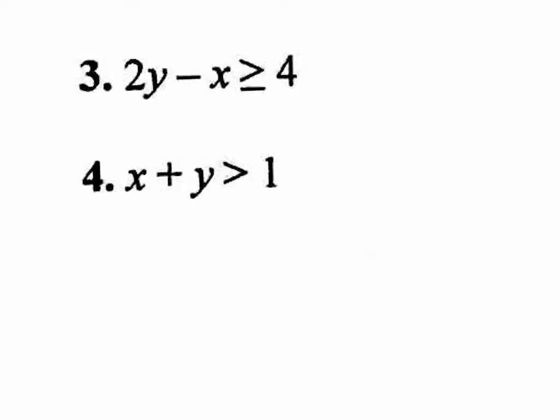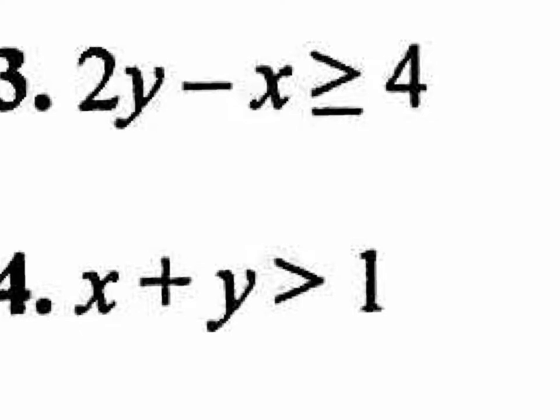Step 1 is to rewrite it in slope-intercept form. That means we want to get y by itself. So what's the first thing to do right there? Add x. Let me zoom in as far as I can here. Let's add x to both sides. So plus x right here, plus x over here.